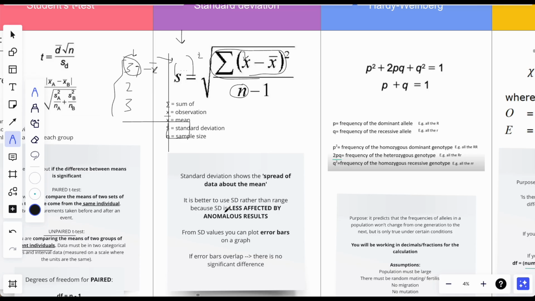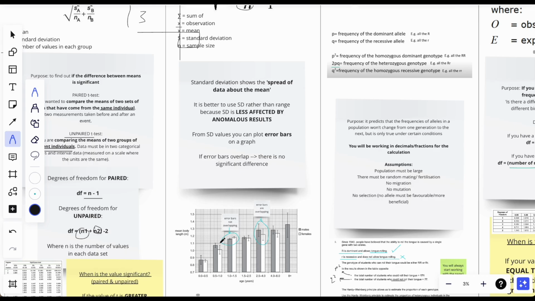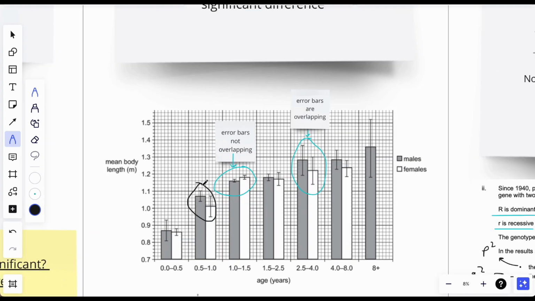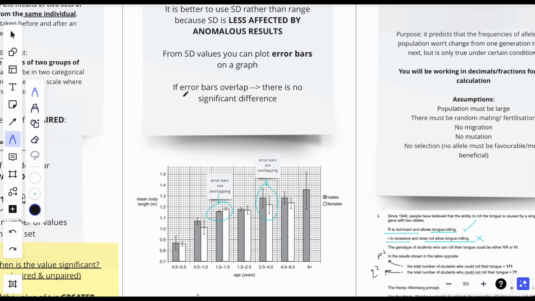Now, standard deviation is a bit funky because you can use it to plot error bars. Error bars are shown on graphs. So you see these bars here? They are called error bars. And there's something you need to know. If your error bars overlap, there is no significant difference.